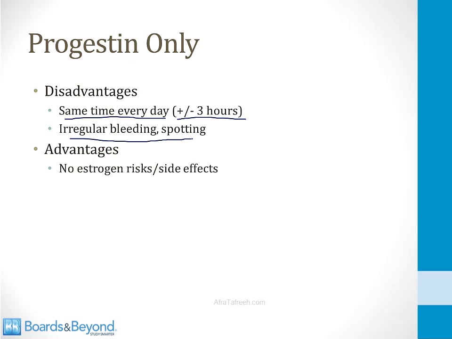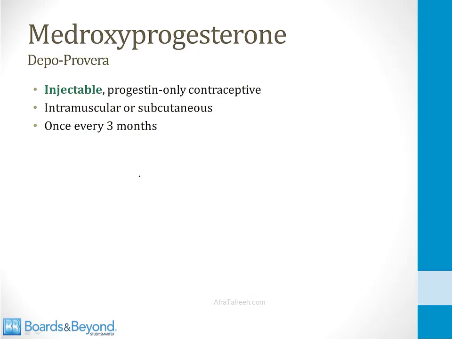The advantage of these pills is that there's no exposure to estrogen supplementation. We'll talk about this in a minute, but estrogen carries certain risks and side effects when it's part of a birth control pill. Another progestin-only type of birth control is called medroxyprogesterone or Depo-Provera. This is an injectable progestin-only contraceptive that can be administered in the office by a physician via an intramuscular or subcutaneous injection, and you only have to give it once every 3 months.